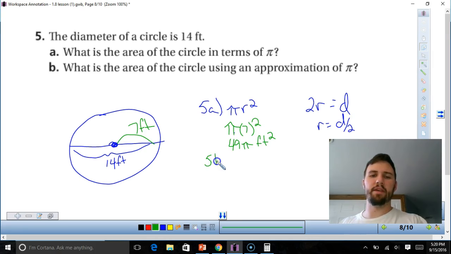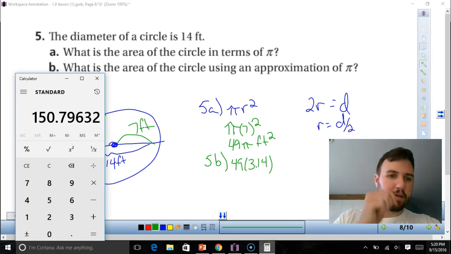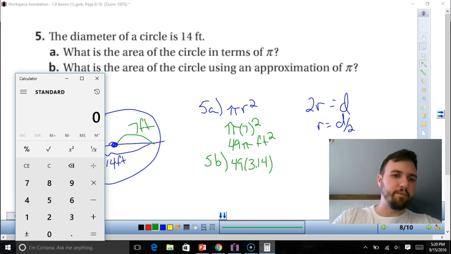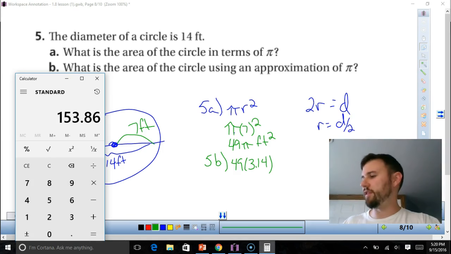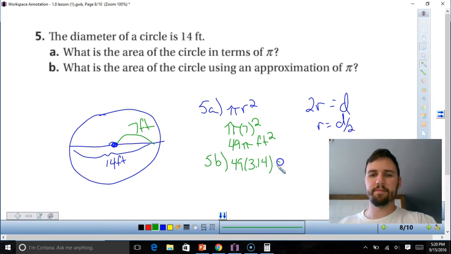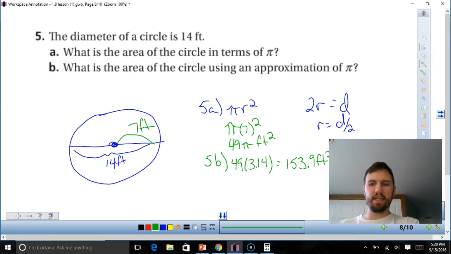Let's take a look at 5b. What's the area using the approximation? So I do 49 times 3.14. I'm going to grab my calculator, clear it, and do 3.14 times 49. That equals 153.86 feet squared. Nailed it.